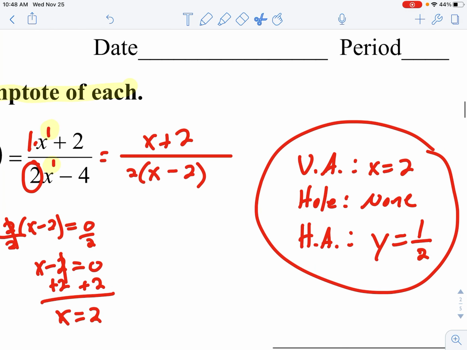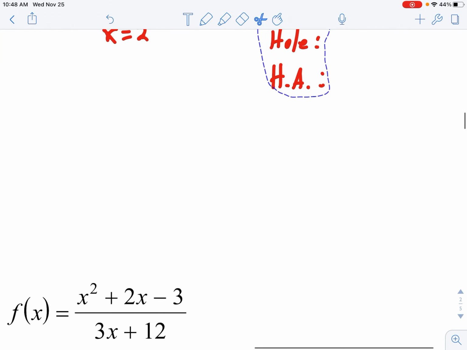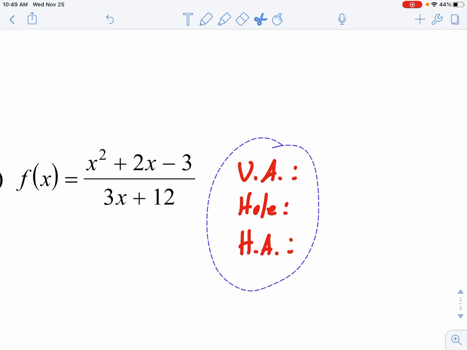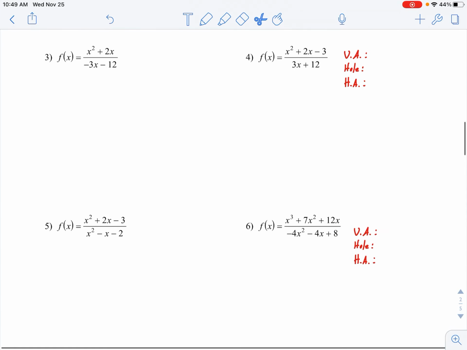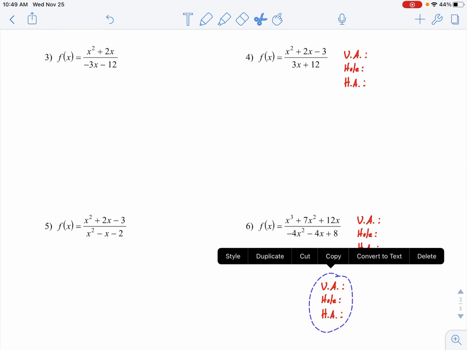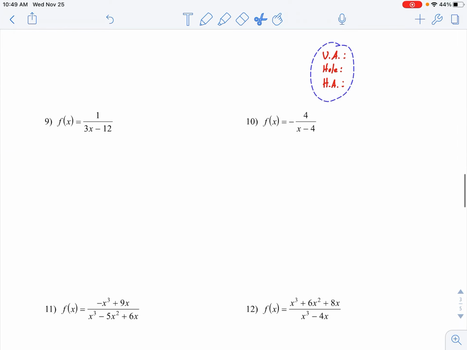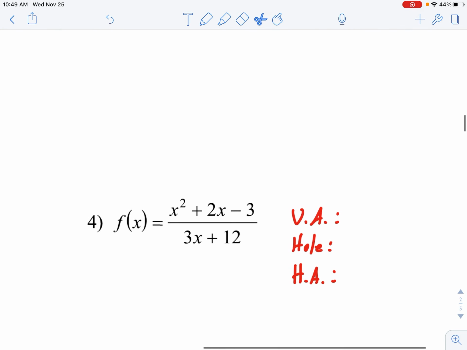So here's what I'm going to do to make my life a little easier. I'm going to duplicate this, drag it down here. Then let's go ahead and duplicate it again. Drag it down here. Duplicate again. You see what I'm doing. There we go. All right, number 4.